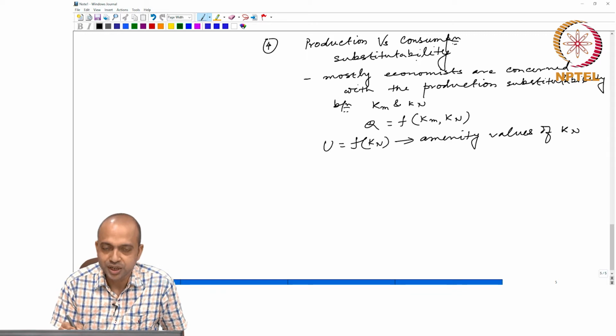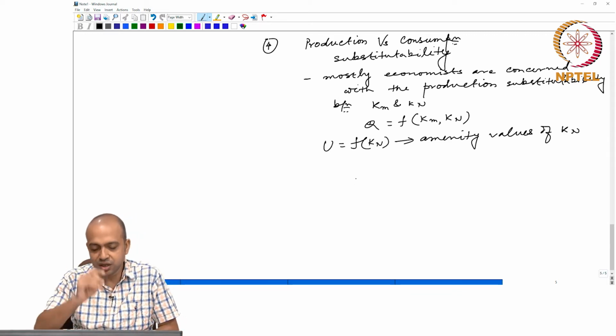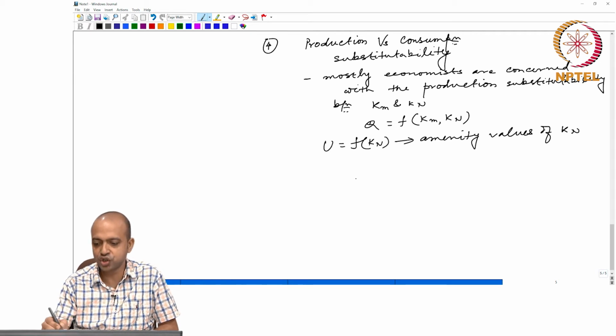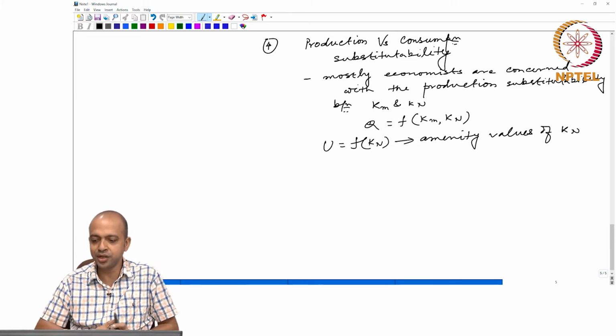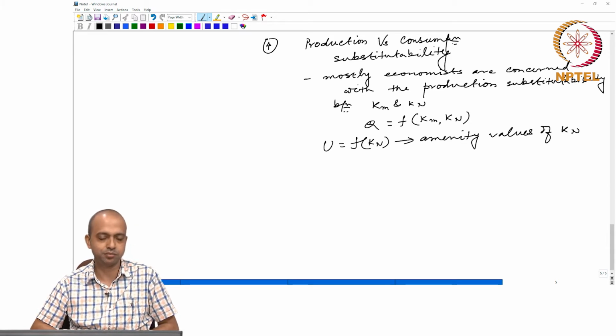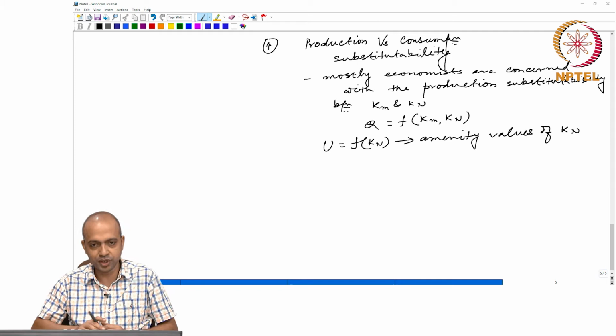So, while production substitutability to some extent is possible, consumption substitutability is not. In the utility function, the amenity value we derive cannot be provided by Km, so we are not allowed this type of substitution. That is another limitation. We can only replace its production possibility; we can always substitute the natural capital for its production purpose, but by no means can we substitute the amenity values of the natural capital. That is another problem.